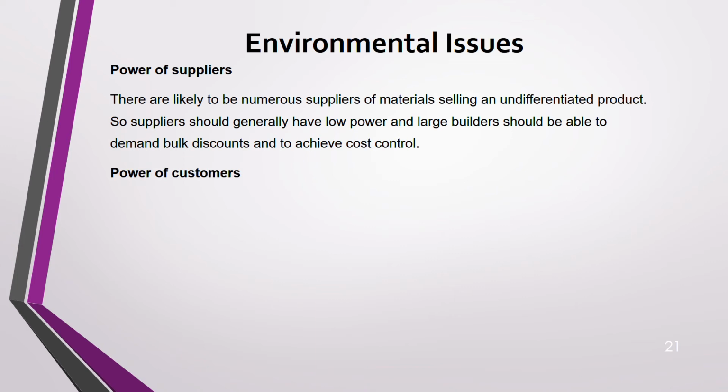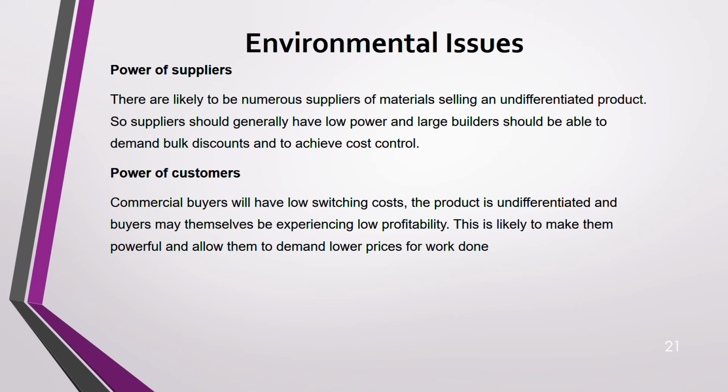Power of customer. See, commercial buyers, they will have low switching cost. What is the meaning of low switching cost? Easily they can switch from supplier to supplier. Easy, very easy. Because product is undifferentiated. You think, for example, let's say undifferentiated product, let's say tissue paper. Okay, tissue. Will you think so much? Switching cost is very easy. Whether you purchase this tissue paper or that tissue paper. It's very easy. Switching cost is low. It's undifferentiated. So you can easily switch from here to here.